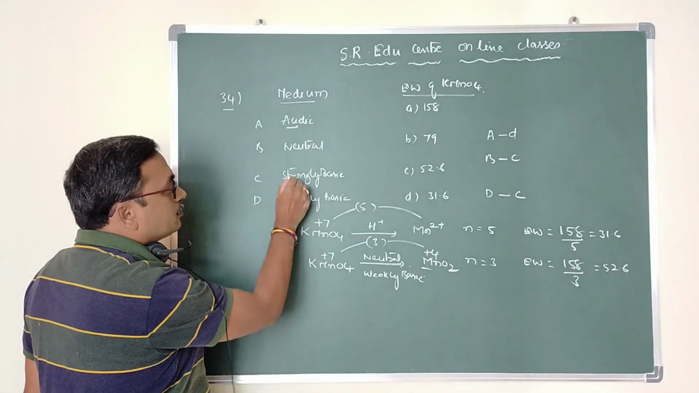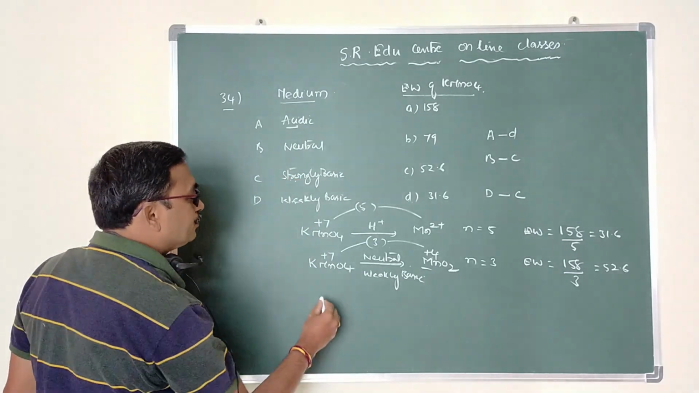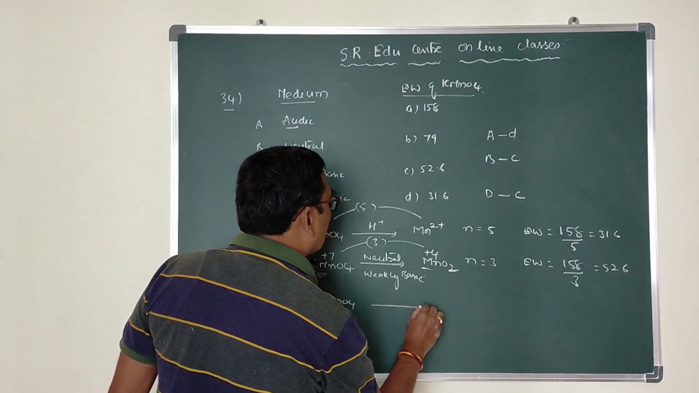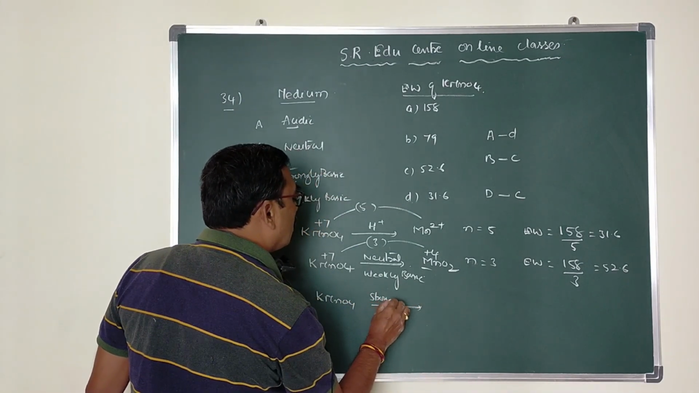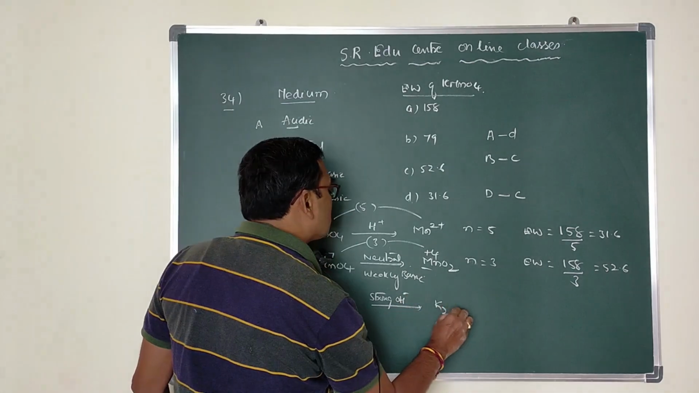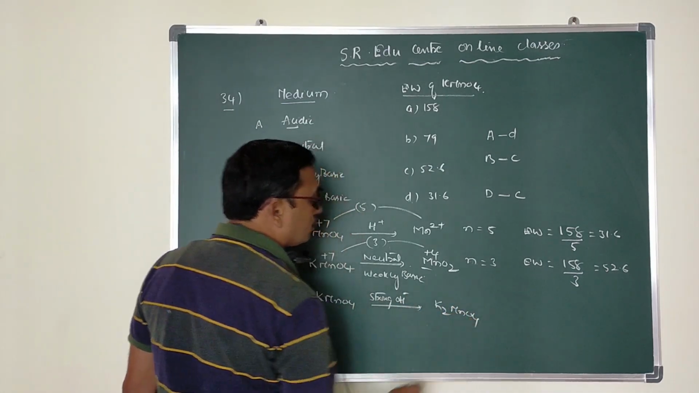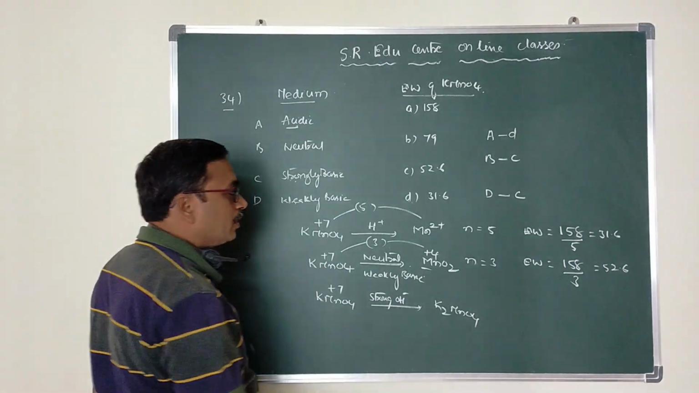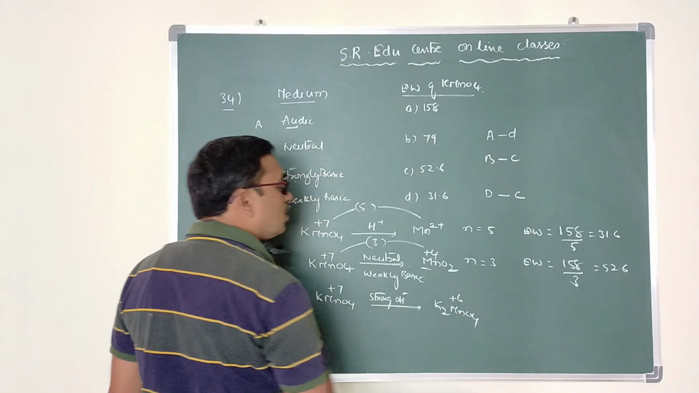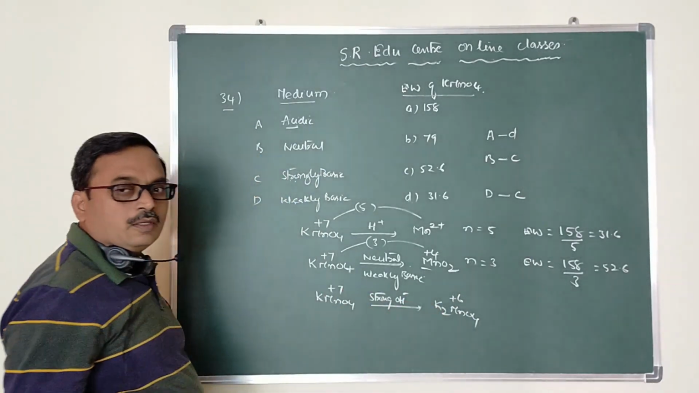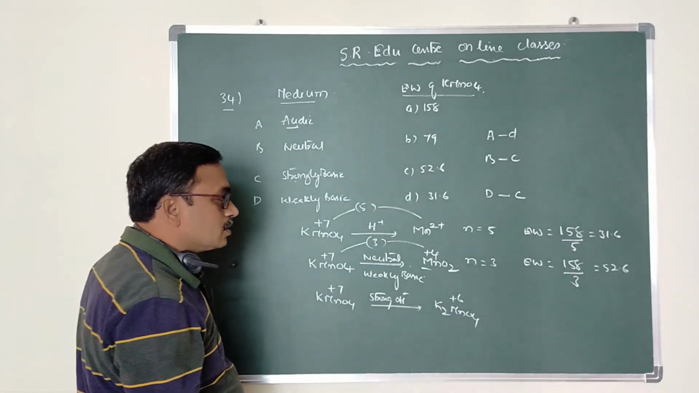And next one is the strong basic medium. In strong alkaline or basic medium, KMnO4 is converted into K2MnO4. In KMnO4, the oxidation state of manganese is +7. In K2MnO4, the oxidation state of manganese is +6. These values are obtained by calculating the oxidation state of manganese.